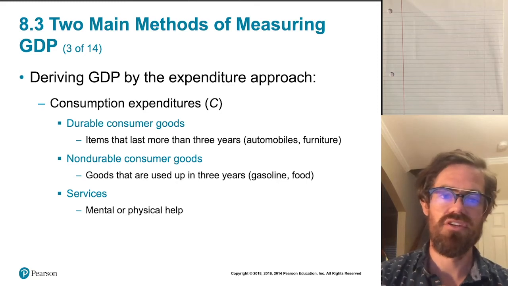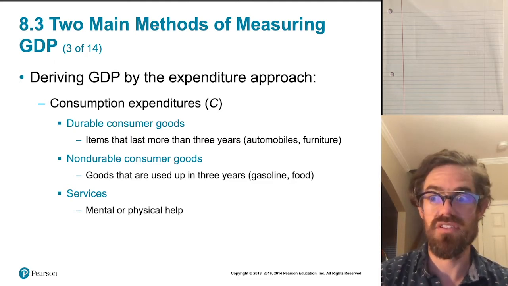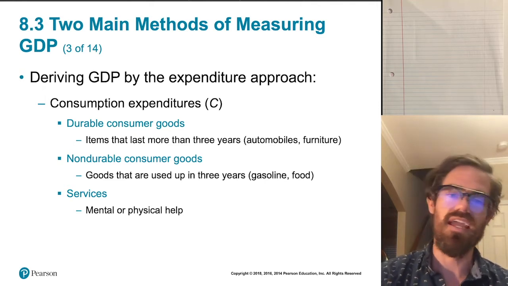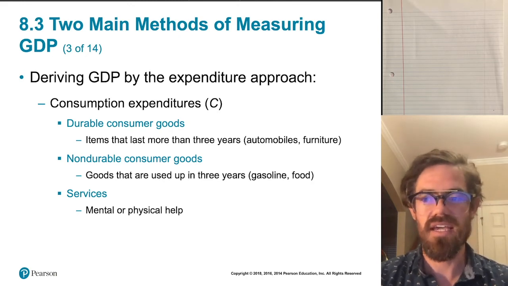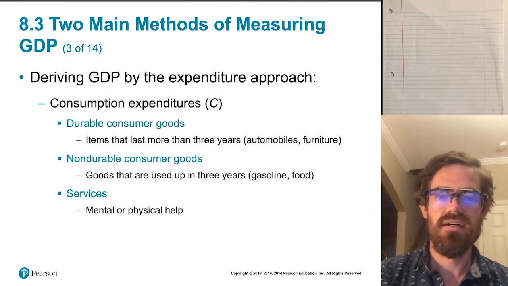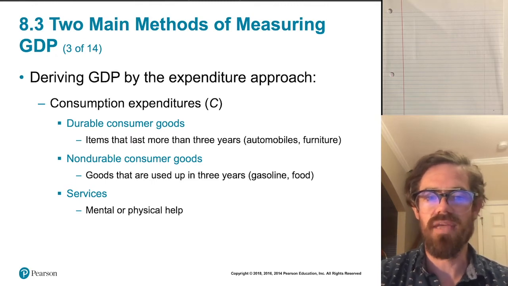All right, so let's look at the expenditure approach in a little bit more detail. If we're going to use the expenditure approach, it basically involves four different components. The first component is expenditures on consumption. This is the biggest part of GDP. It's what you and I engage in almost every single day, just buying things to consume, right? So that's consumption. And then we can further break down consumption into three subcategories.